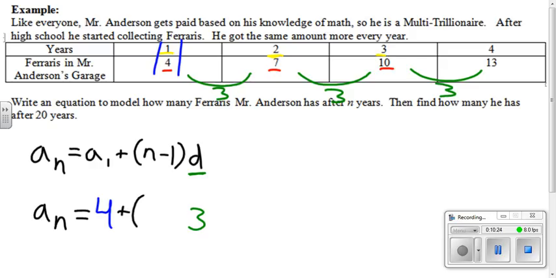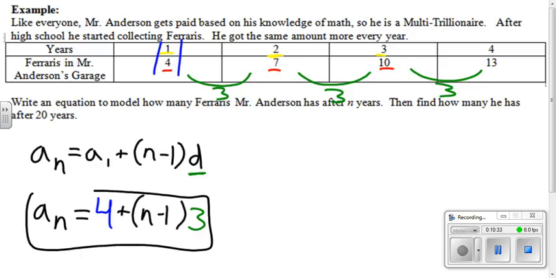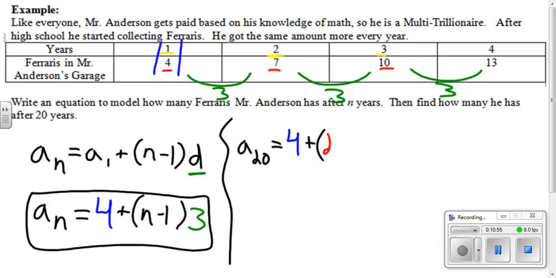And we don't know exactly what we're looking for quite yet. We just know we're using n minus 1. So this is our equation. You really only need to know the first term, our a sub 1, and your common difference to make your equation. From here, though, now if you want to find a sub 20, so how many he has after 20 years, now is where you have to plug everything in. So 4 plus 20, this is our a sub 20, minus 1 times 3.